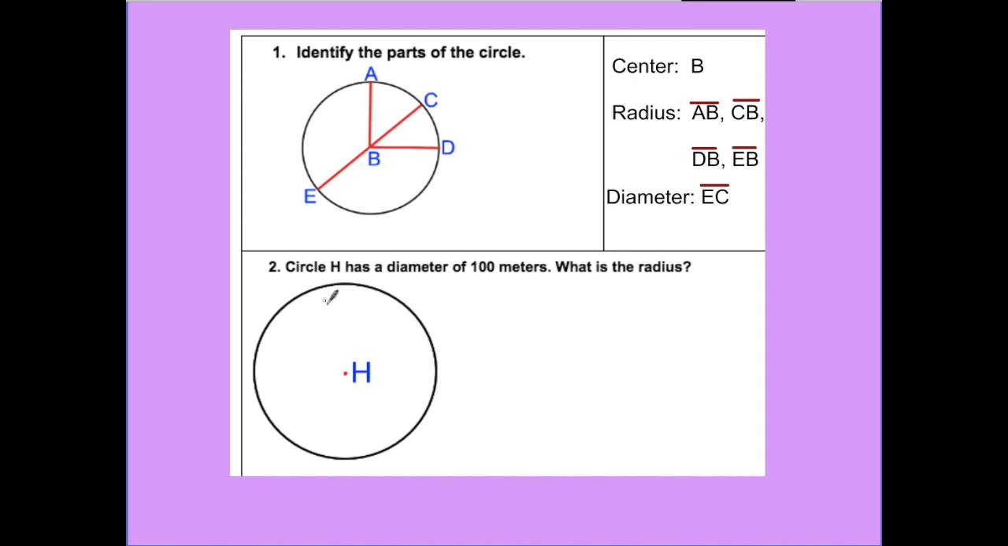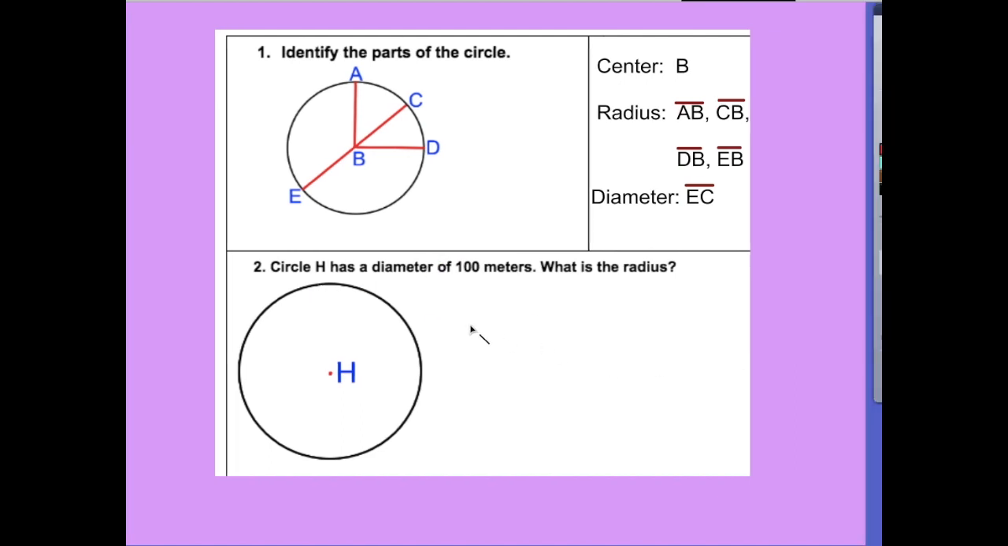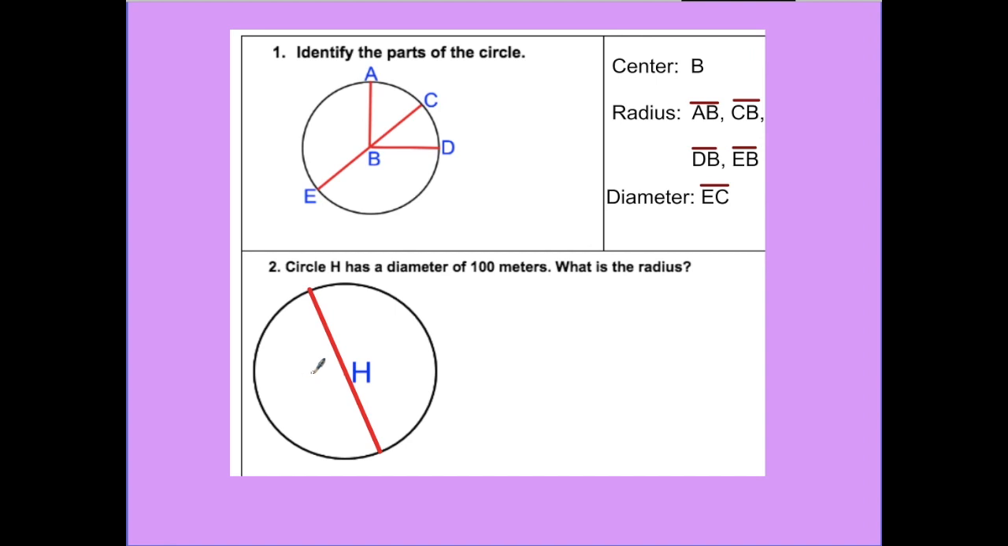Remember, you could have also written CE, and that's correct as well. All right, number 2, circle H has a diameter of 100 meters. I really suggest that when you do this, you go ahead and draw the diameter on there. That's really going to help us understand this better, right? So the diameter is 100. What's the radius? So radius would be half of that, right? So I would say 50 meters. All right. If you draw it here, yeah, that counts as showing work too, because that's something that we've studied, and it's the definition of that.